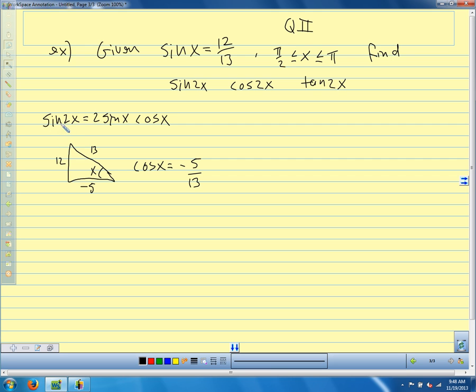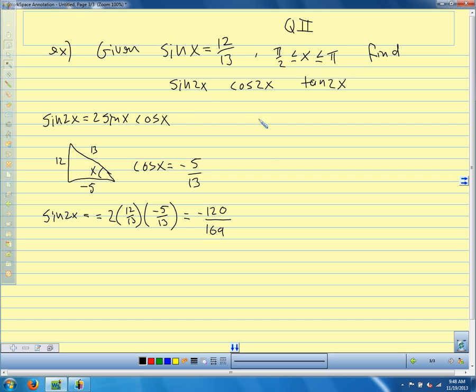Well, now we're set to find our sine 2x. Sine 2x is 2 times the sine of x, 12/13, times the cosine of x, -5/13. And when I multiply that all out, I get negative 120/169. So there's sine of 2x.